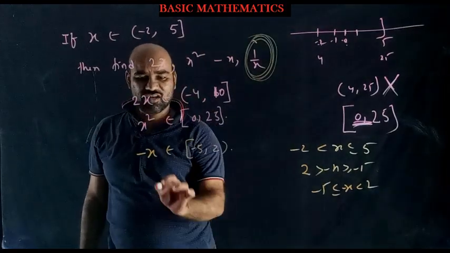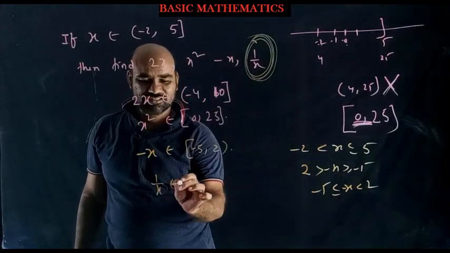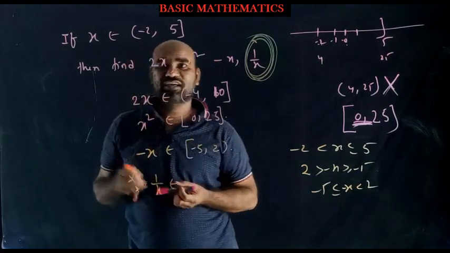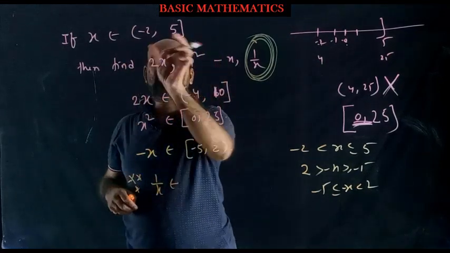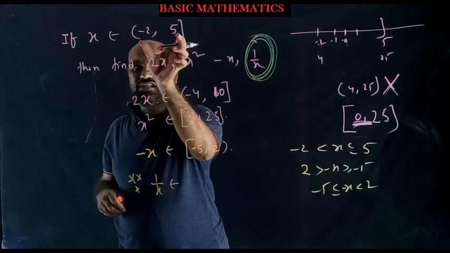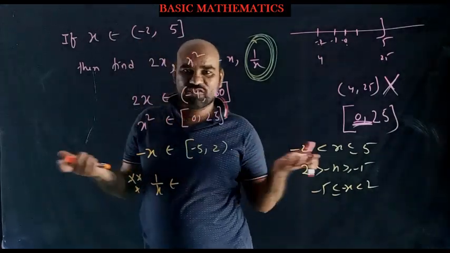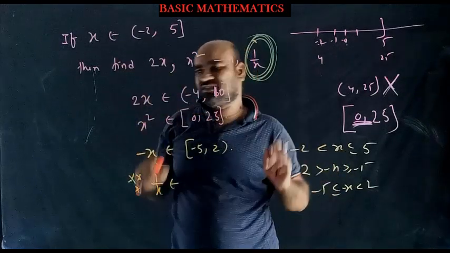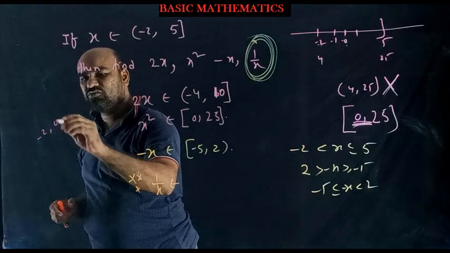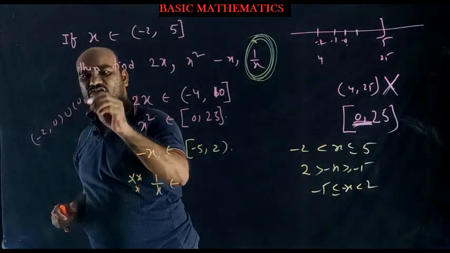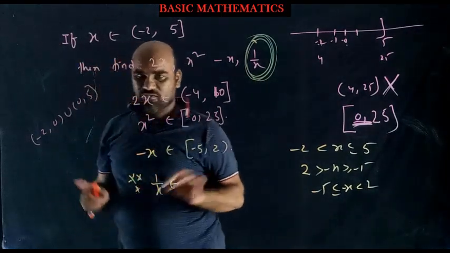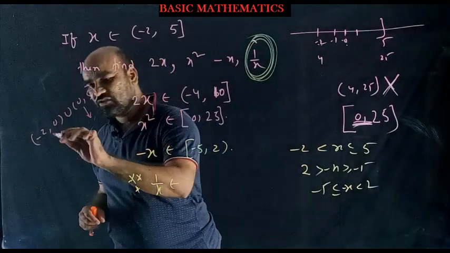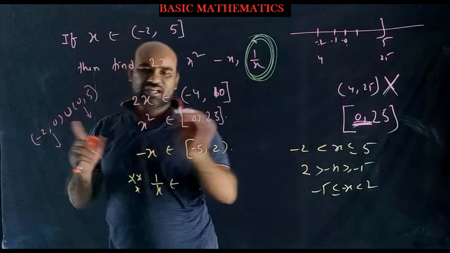This is the interesting thing. 1 by x. This is the only important one. Finding 1 by x. See here, reciprocals of these numbers you want to find. The middle 0 will be there. We can't find the reciprocal of 0. That's why the given interval should be divided into 2 pieces. See here, -2 to 0, union 0 to 5. Now we want reciprocals of this and reciprocals of this. Their union is the only required set.